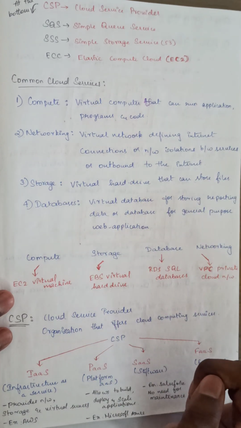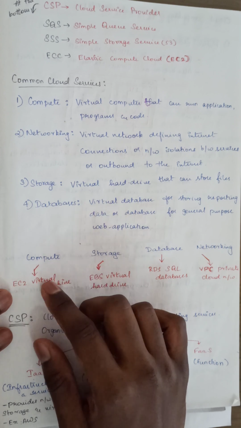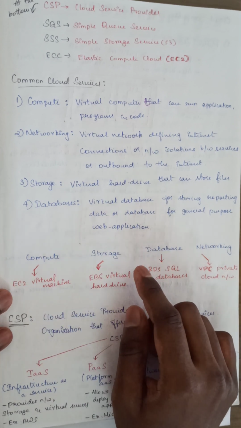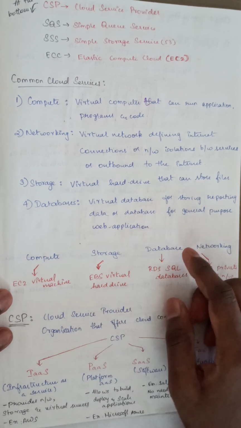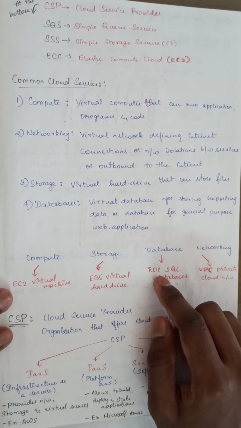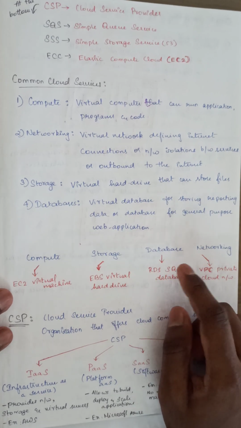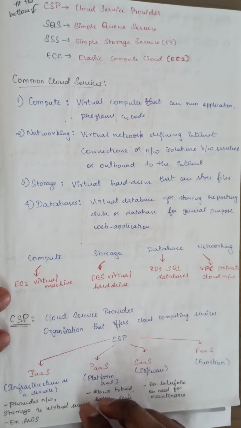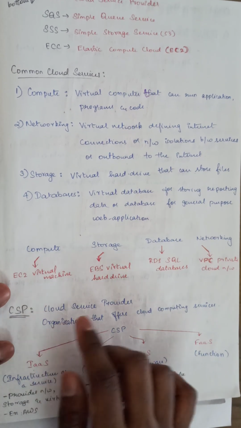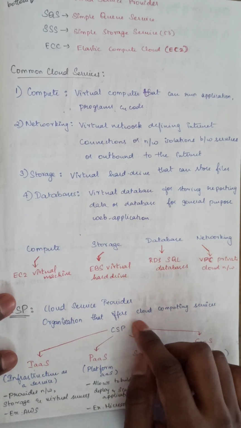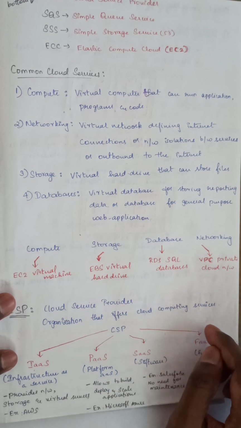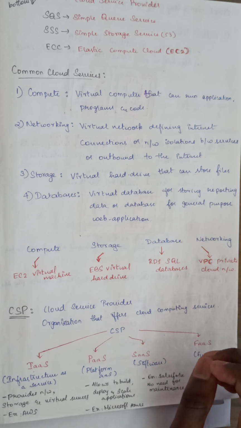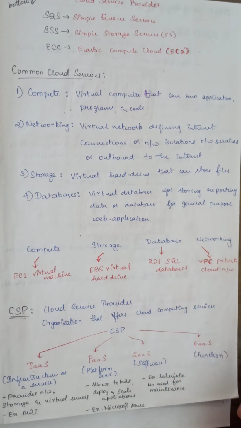For example, as you can see here, EC2 virtual machine is used for compute. For storage, EBS virtual hard drive is used. For database, RDS, that is Relational Database Service, SQL databases. And for networking, it is VPC, virtual private cloud network. And if we move on to cloud service providers, they are organizations that offer cloud computing services. Apart from AWS, there is Microsoft Azure, Google Cloud, etc.